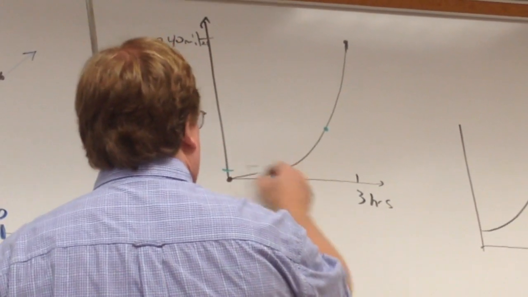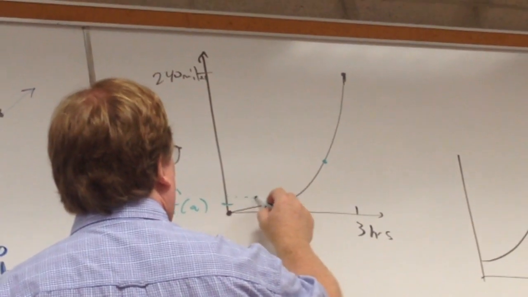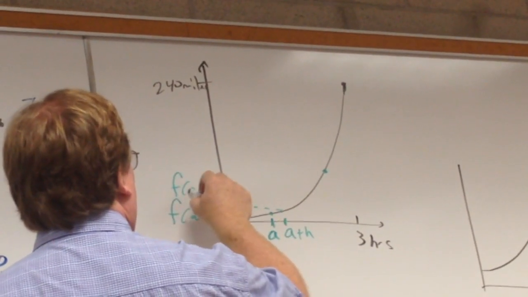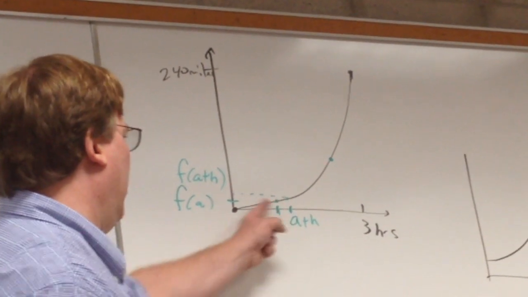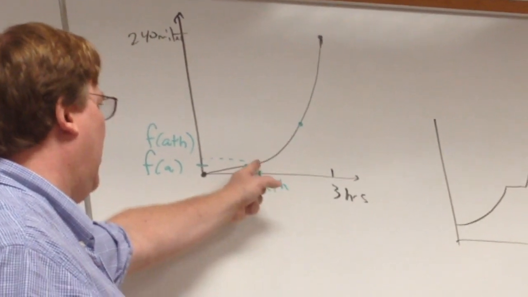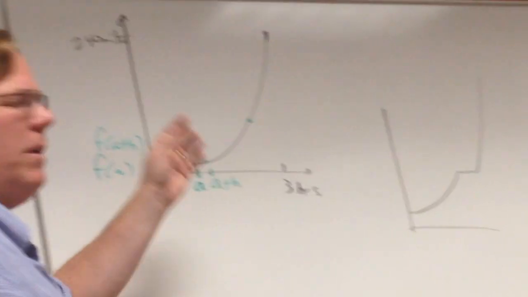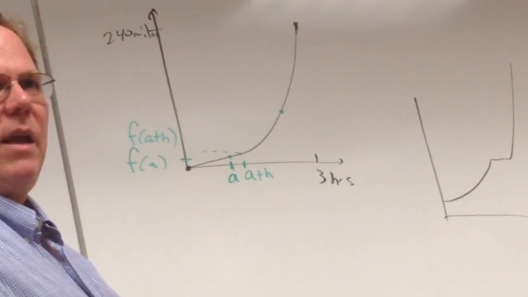So that this point here is f of A, and this point here is going to be f of A plus H, right? This y-coordinate is f of A, and when I move over a smidge to the right, to A plus H, then this guy's going to be f of A plus H, all righty? And I can get the instantaneous rate of change.